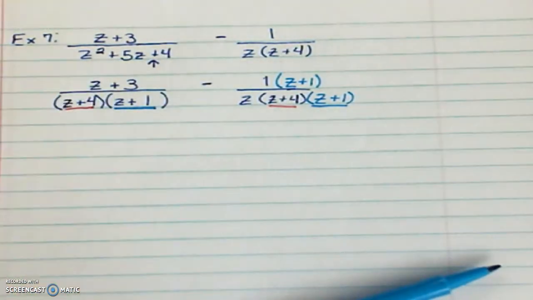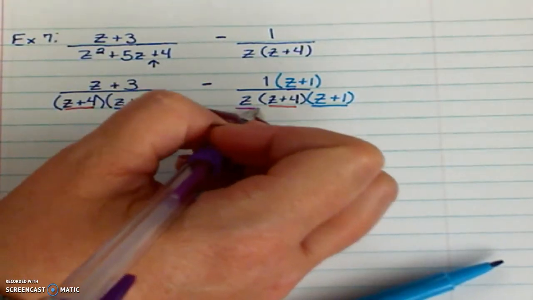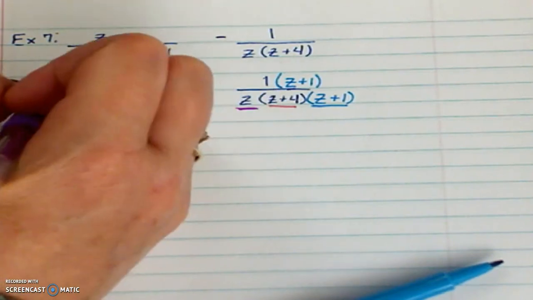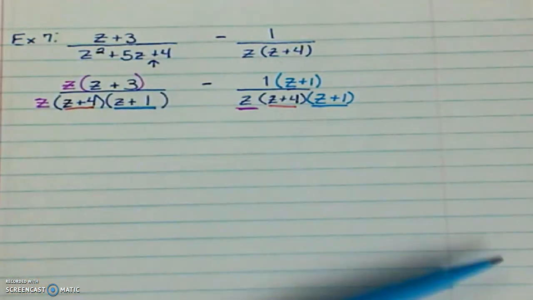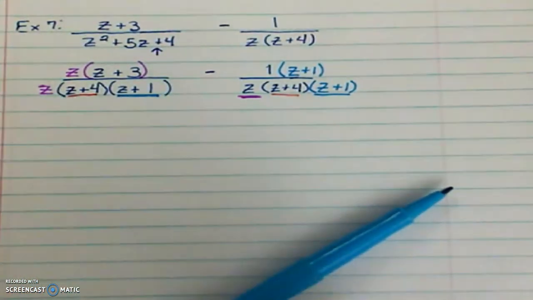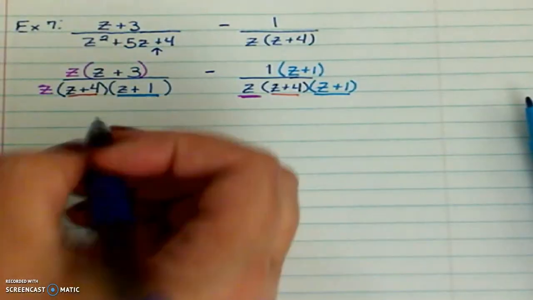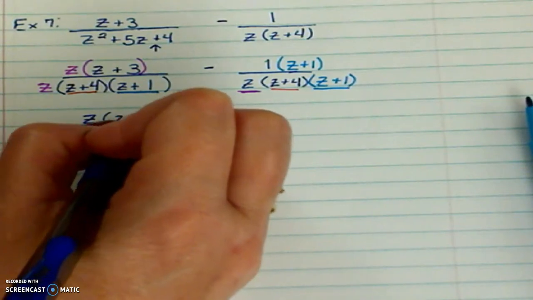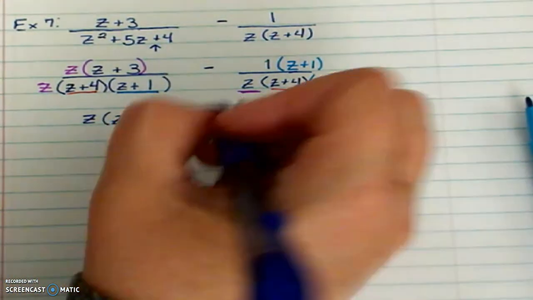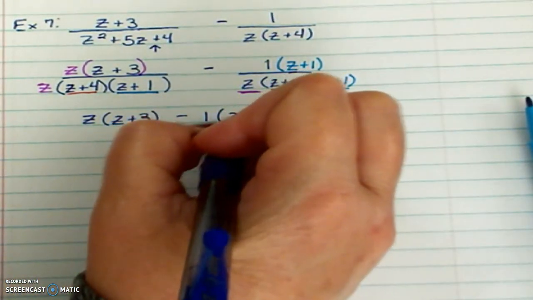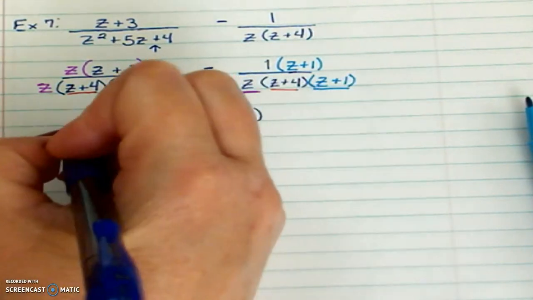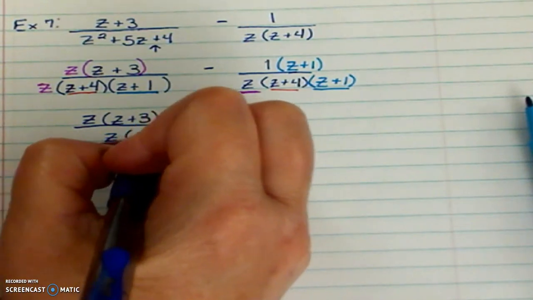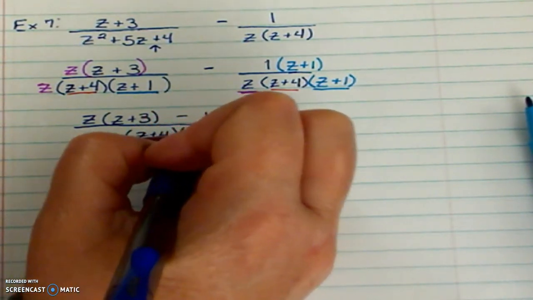But if I look at it, I also have this factor of z right here. So I need to put a z in the first term because it is missing that factor. So now we can go ahead and add them together. Like I said, I would probably recommend you writing it so that you have your first numerator, z times the quantity z plus 3, minus the second numerator, which is 1 times the quantity z plus 1. It's all over that common denominator of z times the quantity z plus 4 times the quantity z plus 1.